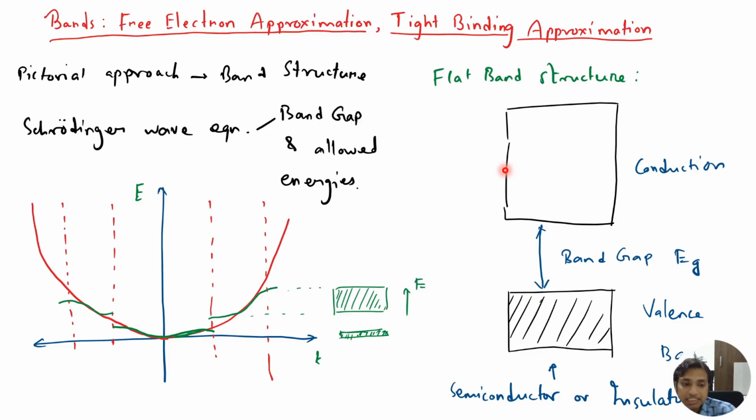Now we'll be understanding something called the tight binding approximation. In tight binding approximation, it is a different approach. Why a different approach? We will come to that in a while. So till now, what we have is this parabolic curve.